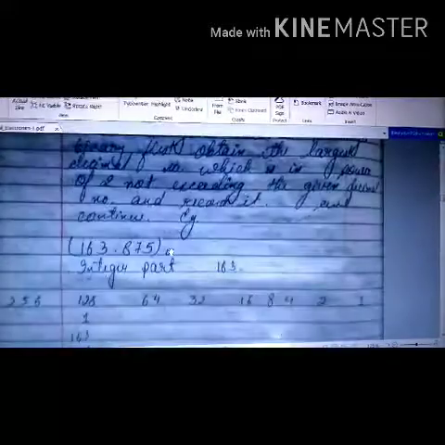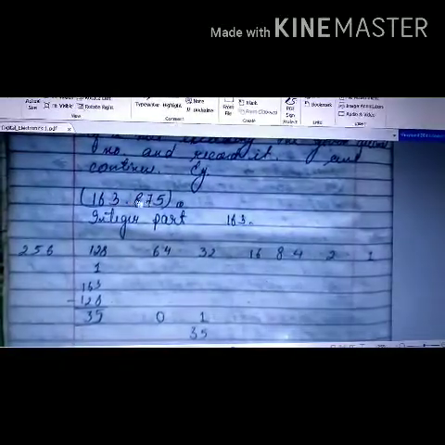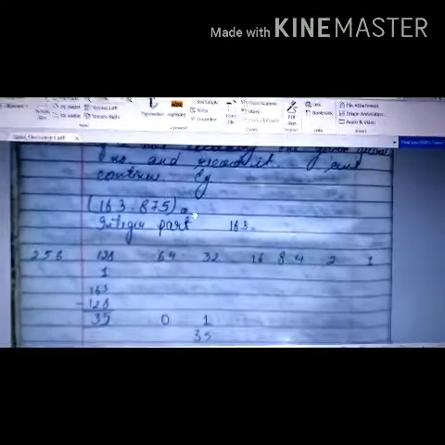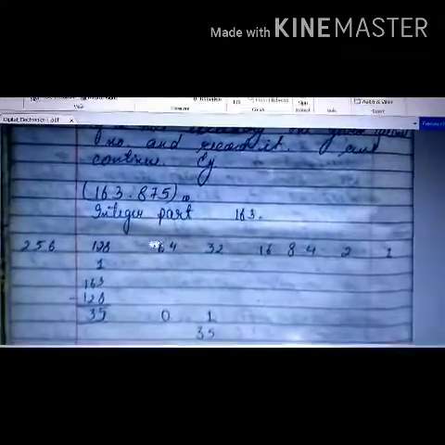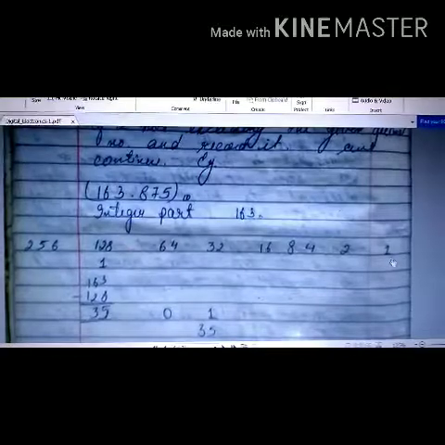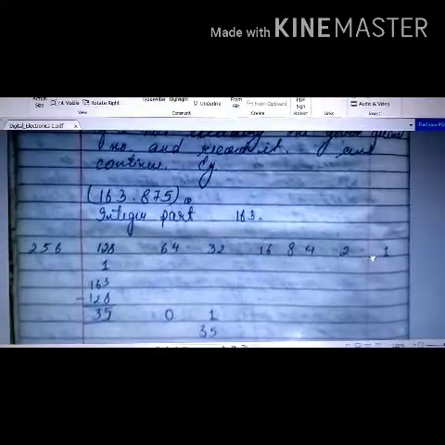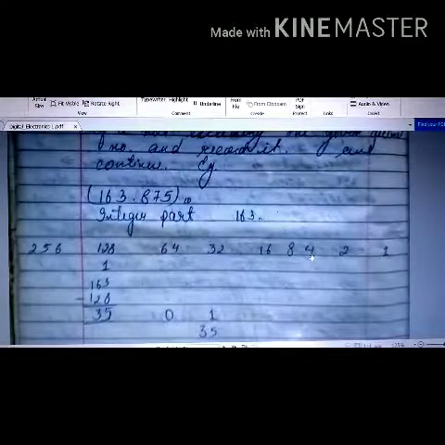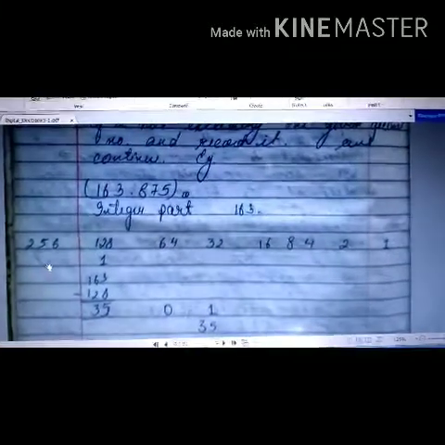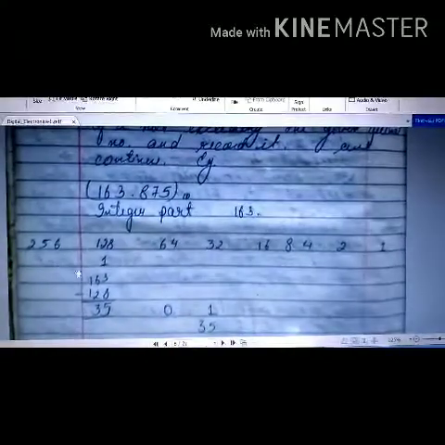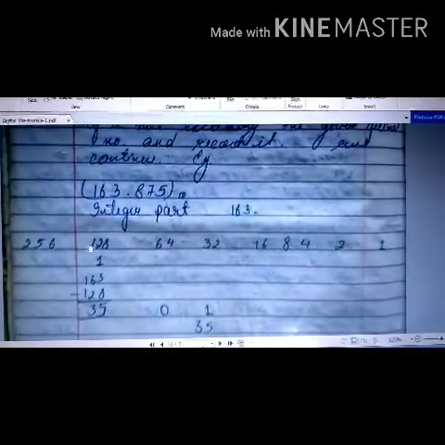Let us see an example. If I want to convert 163.875 to base 2, I will take the integer part 163. Now I will write all the numbers in powers of 2: 2 to the power 0 is 1, 2 to the power 1 is 2, 2 to the power 2 is 4, 8, 16, 32, 64, 128, 256 and so on. Now the largest number that is smaller than 163 in powers of 2 is 128.